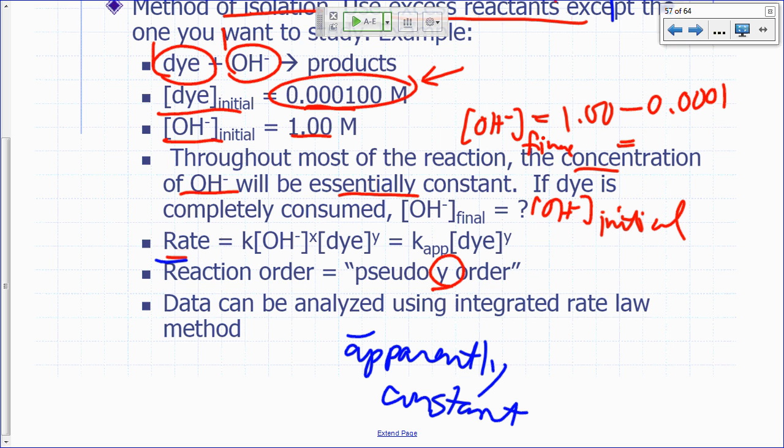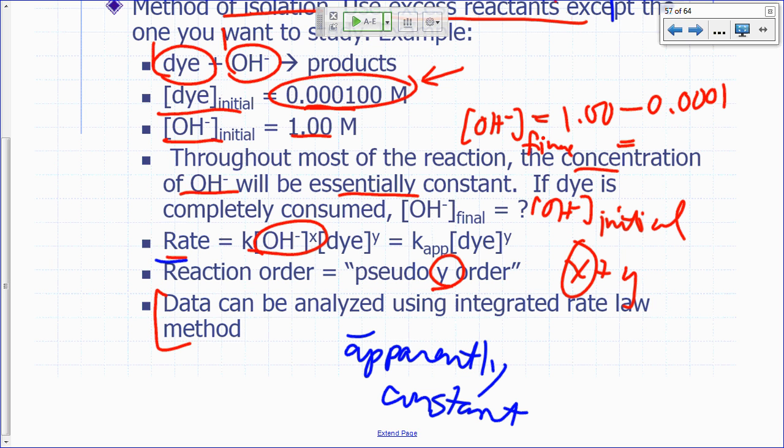Okay, why is it pseudo Y order? Because it's not really just dependent on the concentration of the dye. The overall order is actually X plus Y, right? But since we're setting it up so X doesn't matter because it's lumped into the constant, the apparent rate constant, you say you have a pseudo. So if Y turns out to be 2, then you say your reaction is pseudo second order. If Y turns out to be 1, you say your reaction is pseudo first order.